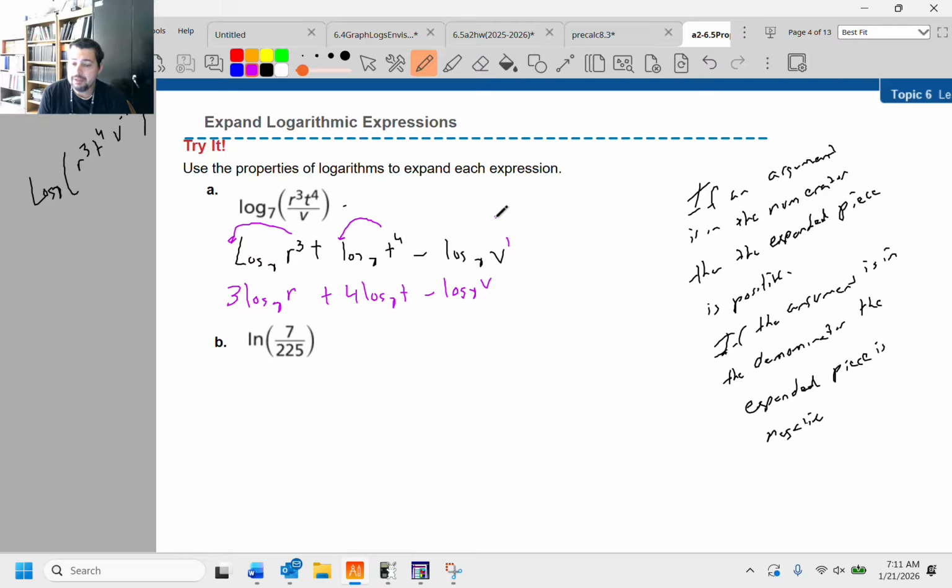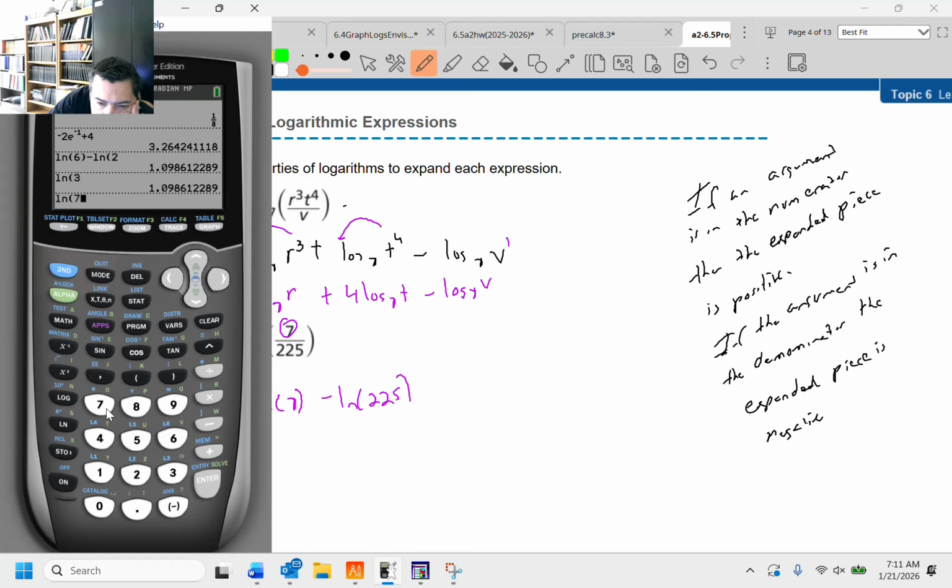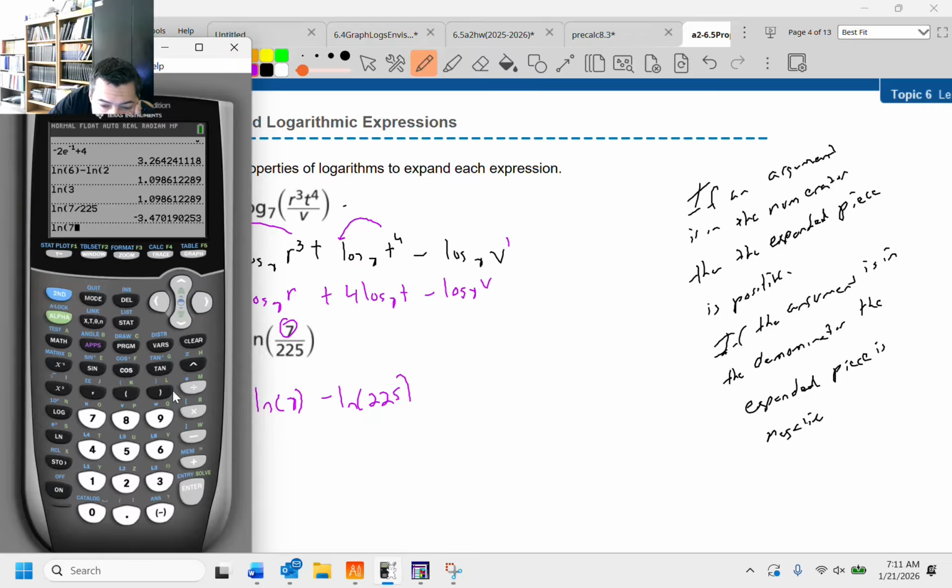B is not a push button in a calculator. The instructions say use the properties to expand each expression. So this guy's in the numerator, going to stay positive. This guy's in the denominator, going to become negative. And it's a good question to just prove to you that these properties do work as they're programmed to work. Here's the natural log of 7 over 225, and it should be the same as the natural log of 7 take away the natural log of 225. And by golly, gee, wow, they are the same exact thing.